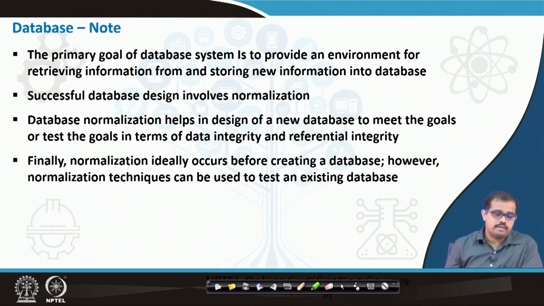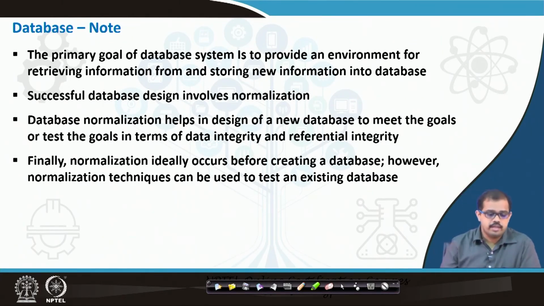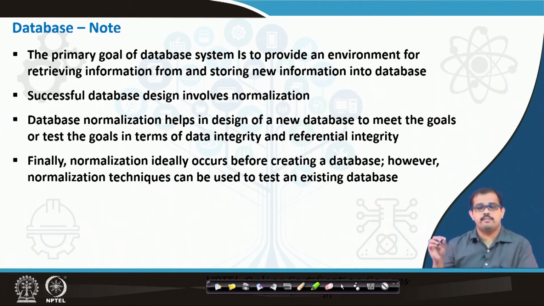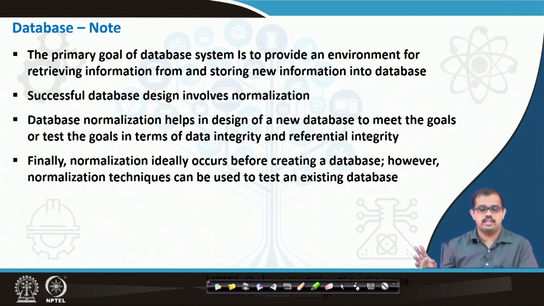On a note, when we look at databases, the primary goal of a database system is to provide an environment for retrieving information from and storing new information in the database. Successful database design involves normalization basically. So, different types of normalization we will also look at. Database normalization helps in the design of a new database to meet the goals in terms of data integrity and referential integrity.